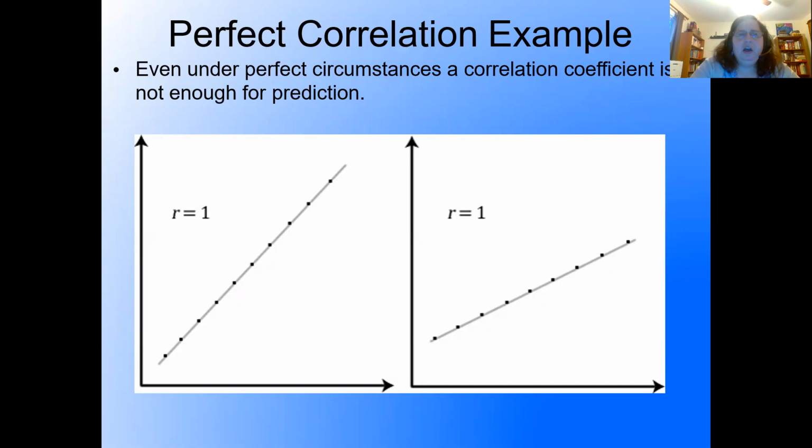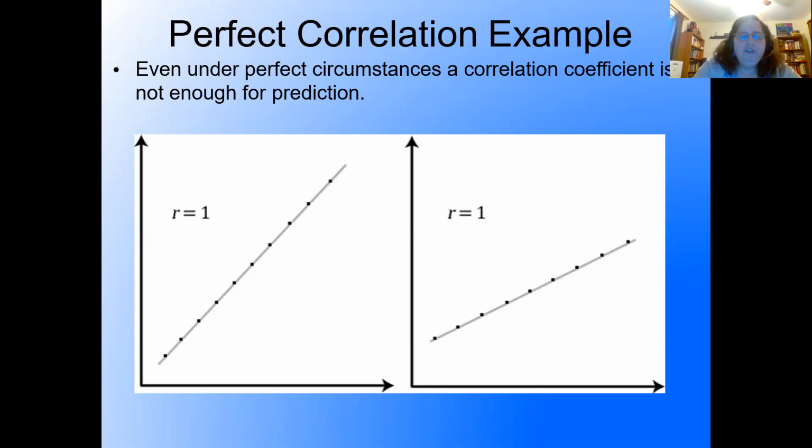So let's look at a couple of perfect correlation examples. And we see on the left here, we have r equals 1. The line goes through all of the points. Perfect. And on the right, we have r equals 1. The line goes through all of the points, and it's perfect.